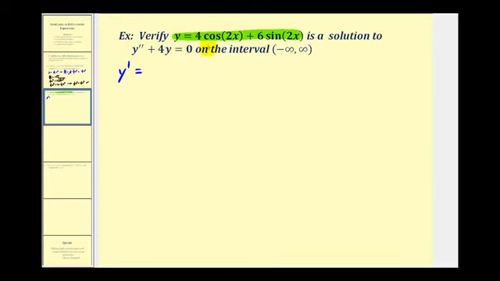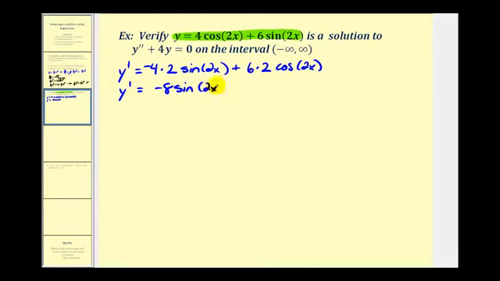Y prime is going to be equal to 4 times the derivative of cosine 2x, which will require the chain rule because we have a composite function here where the inner function is 2x. So the derivative of cosine 2x is going to be negative sine 2x times 2. Plus 6 times the derivative of sine 2x. Again, applying the chain rule, this is going to be cosine 2x times 2. So y prime is equal to negative 8 sine 2x plus 12 cosine 2x.